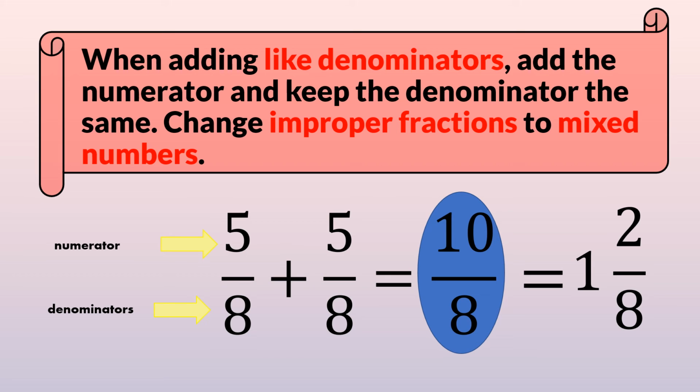Okay, so let's recap. When adding like denominators, add the numerator and keep the denominator the same. Change improper fractions to mixed numbers. So below, our equation is 5/8 plus 5/8 equals 10/8, which is in the blue circle, which is also an improper fraction. So now we're changing 10/8 to a mixed number, which equals 1 2/8.